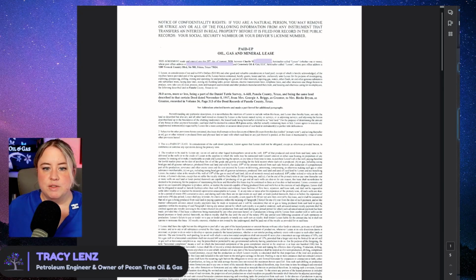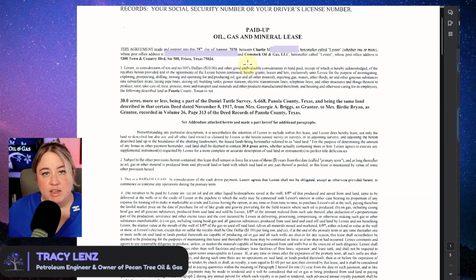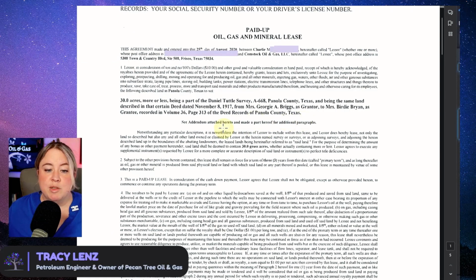Now we're going into a very modern lease. This is 2020 in Panola County, Texas. And this is, again, very, very tiny text, but the same thing applies as we've seen before. So-and-so leases to so-and-so. Here is the amount of land that's been leased. See addendum. So there is an addendum. So make sure you're looking at the whole document. And if the addendum's not attached to this, hey, there is one. Go find it. 30 gross acres.